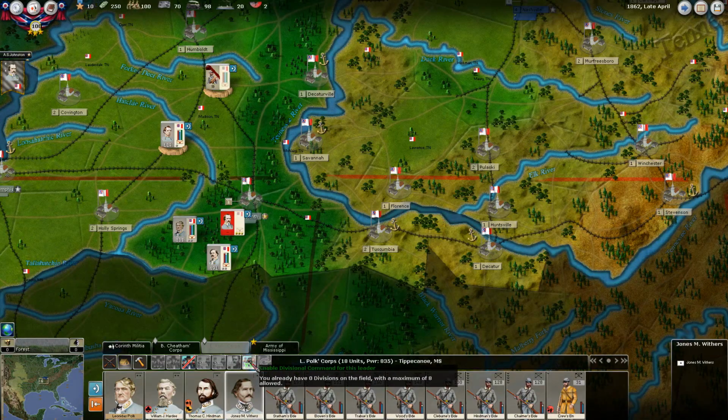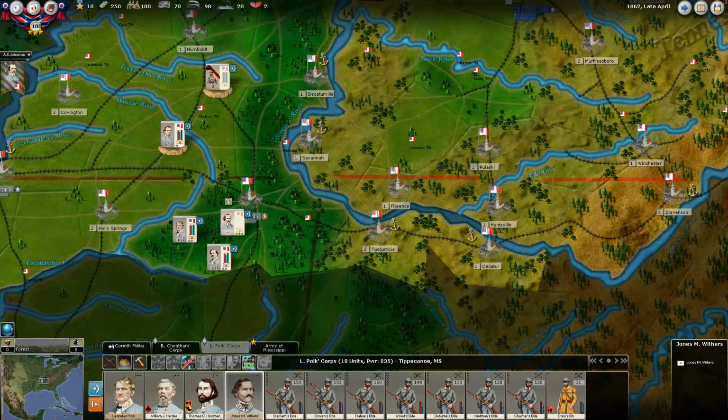You click the commander, you go here, you say enable division commander for this leader. You then hold down control while having the commander selected, and you select all the brigades you want him to have. You can have up to 18 elements in a division. So we go, let's see here, we got 3, 6. So let me just click as many as I can.